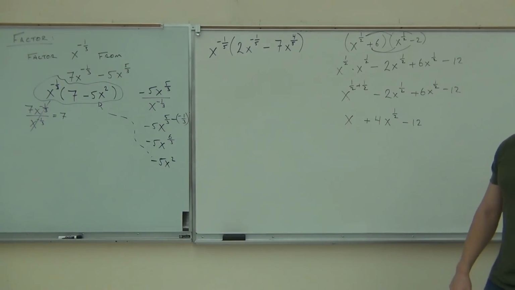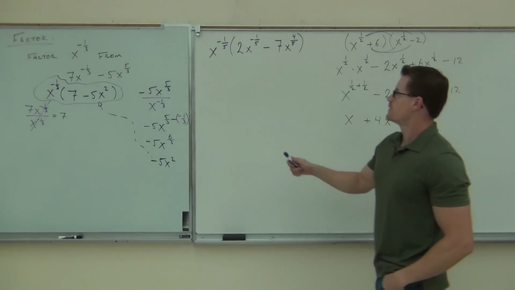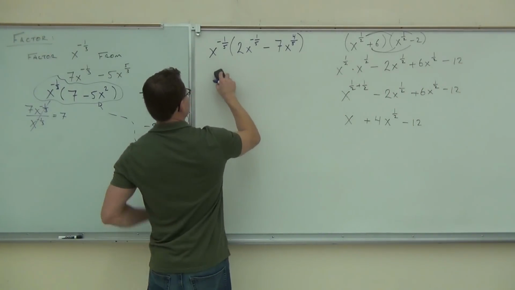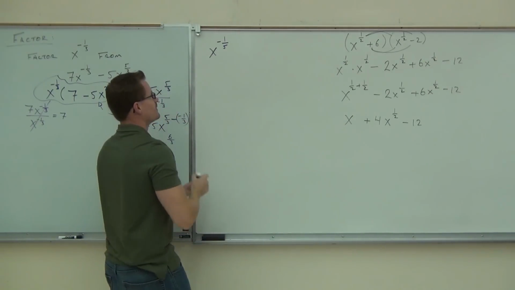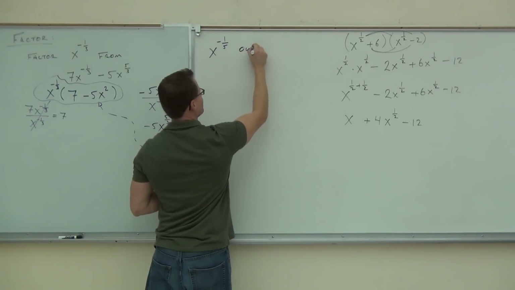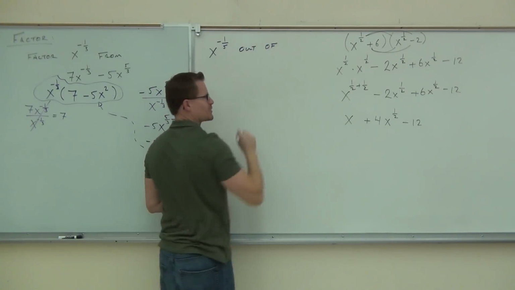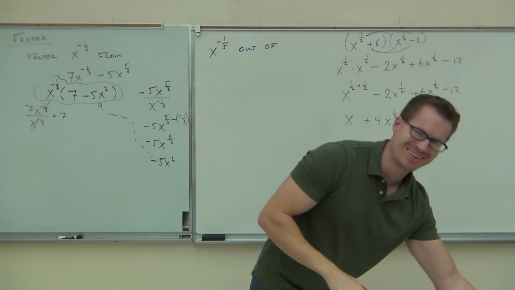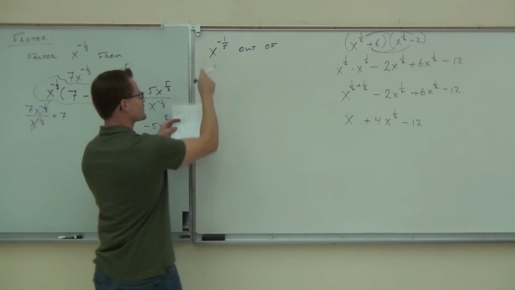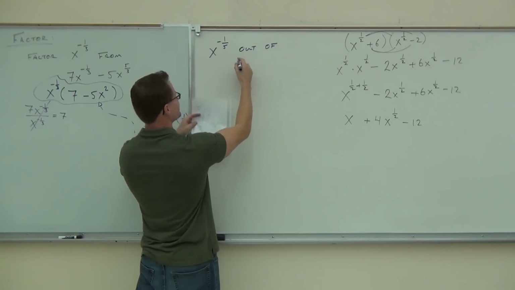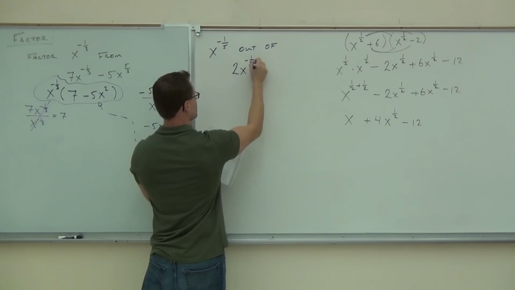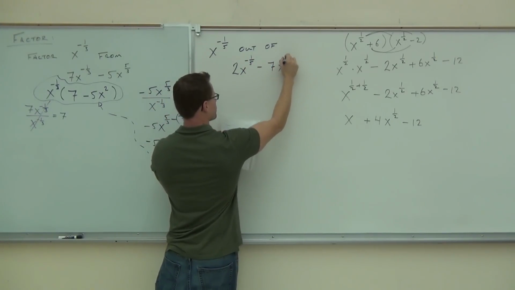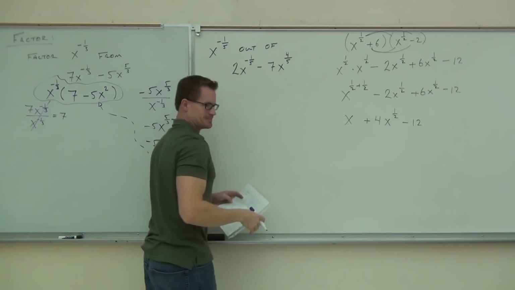X to the negative 1/5 times 2x to the negative 1/5 minus 7x to the 4/5. Factor... I meant to say factor this out of that. Darn it, messed it up already. I saw a confused look. I'm like, oh wait, this doesn't look anything like what we're doing. Factor this out of what I gave you next. That's what I meant.